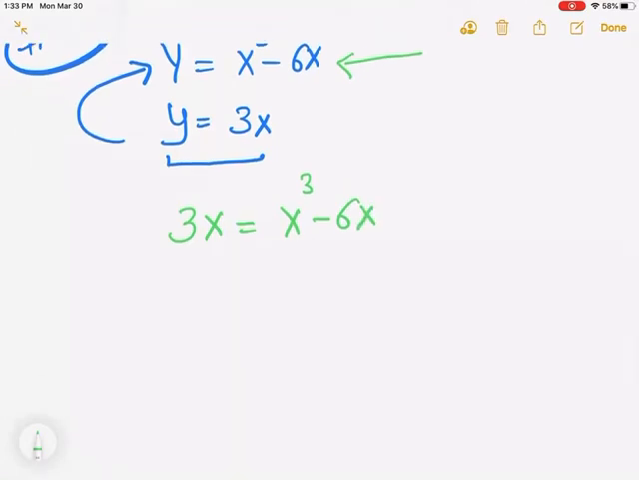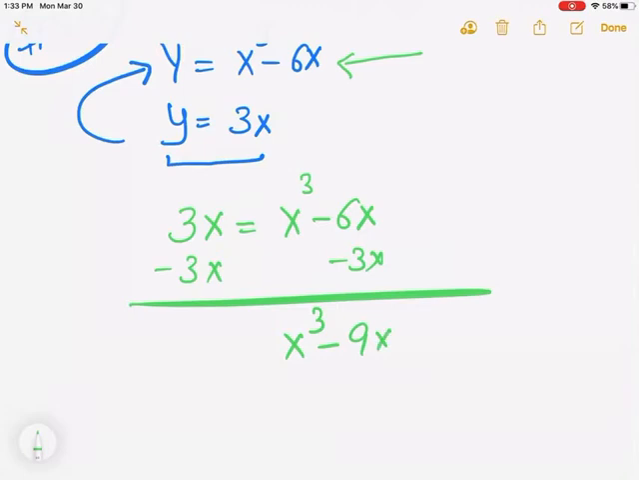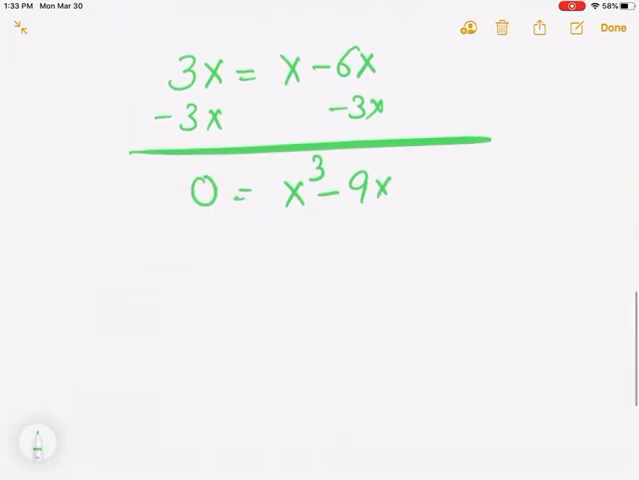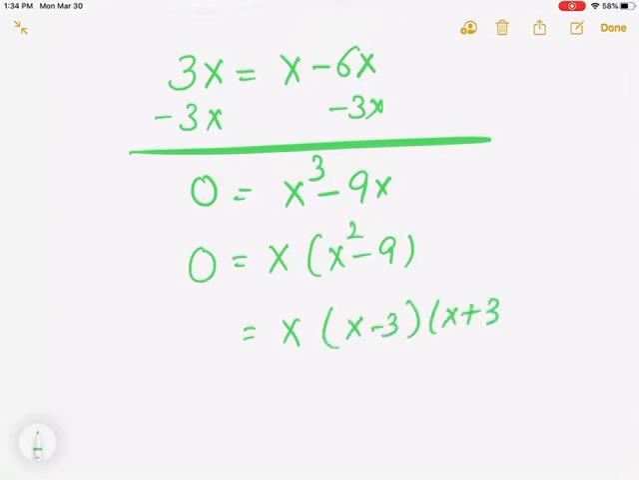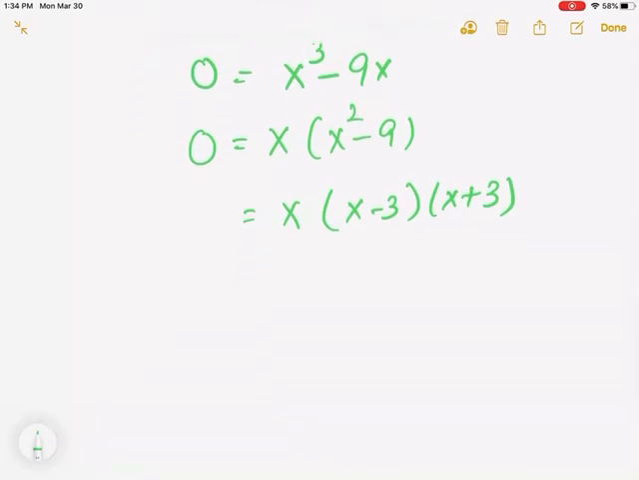Let's combine like terms. I would take away 3x from both sides. I have x to the third minus 9x equals 0. Let's try factoring this. I can factor out x, and I have x squared minus 9 left. I know x squared minus 9 is a difference of two squares, so I can write x minus 3 and x plus 3. Finally, I have 3 answers for x: x could be 0, 3, or negative 3.